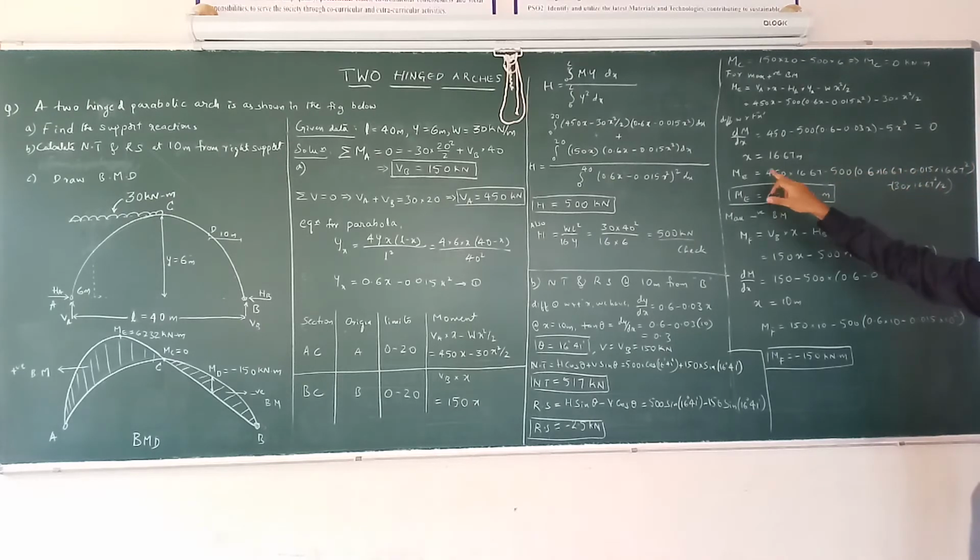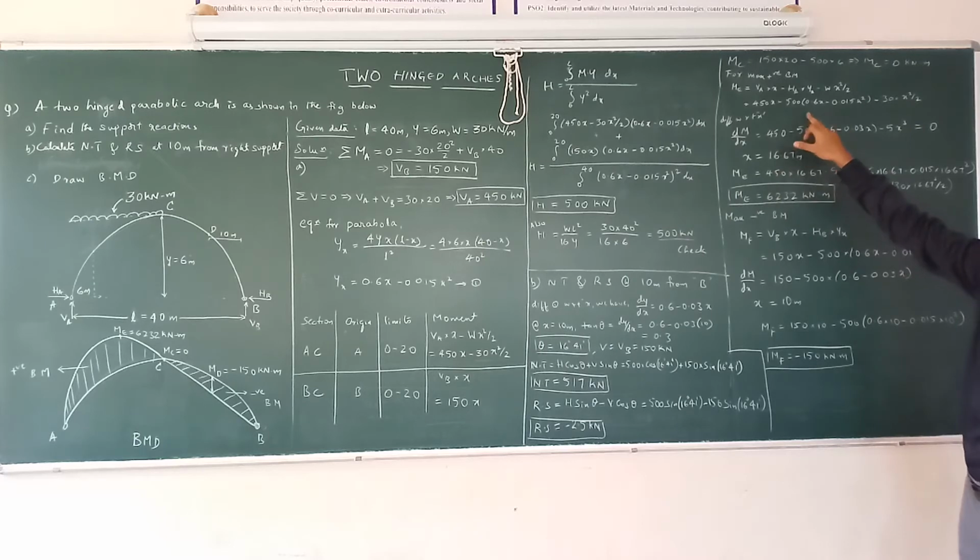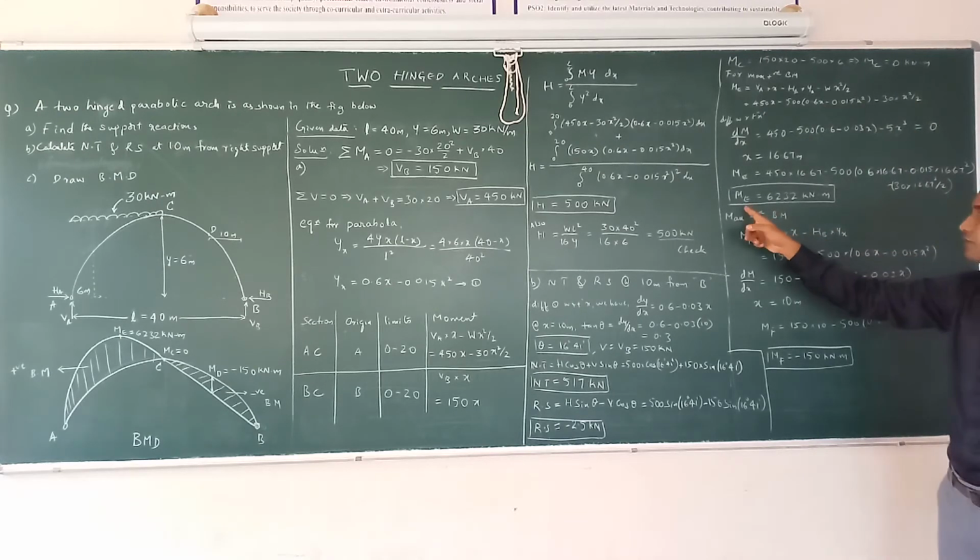So find the moment at E, where x is 16.67 meters. E is at 16.67 meters from the left support. Substitute x equal to 16.67 in this equation: 450 into 16.67, minus 500 into 0.6 into 16.67, and so on. After solving this, you will find ME as 6232 kilonewton meter, the maximum positive bending moment.